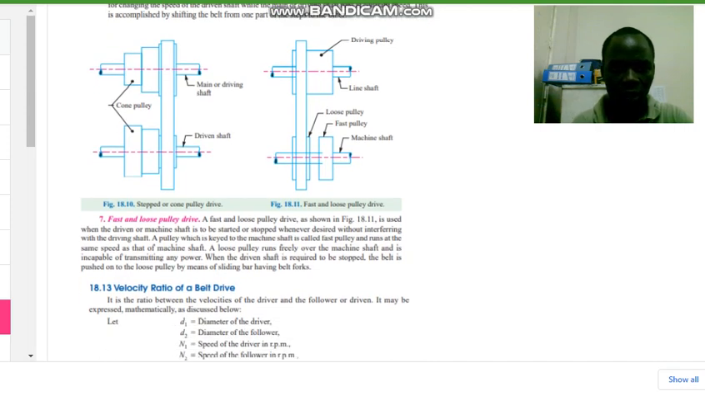What of the fast and loose pulley drive? A fast and loose pulley drive is used when the driven or machine shaft is to be started or stopped whenever desired without interfering with the driving shaft. A pulley which is keyed to the machine shaft is called fast pulley and runs at the same speed as that of the machine shaft. A loose pulley runs freely over the machine shaft and is incapable of transmitting any power.